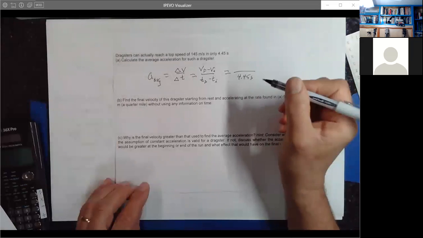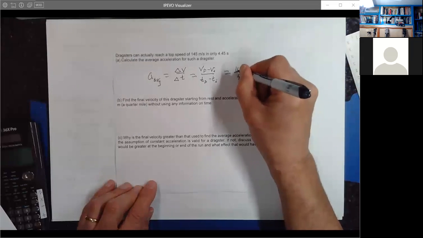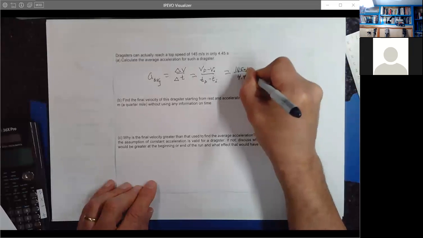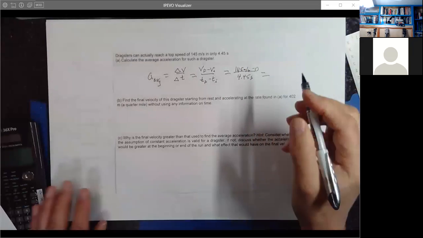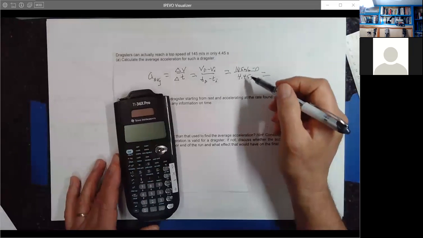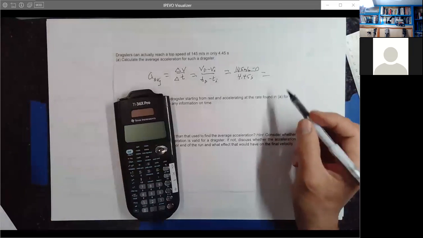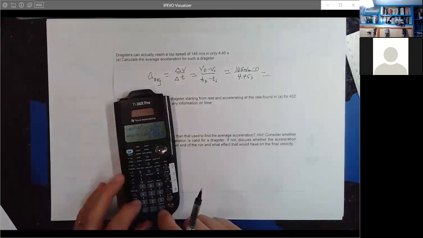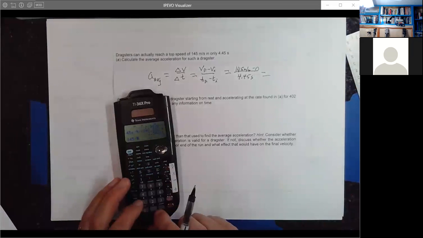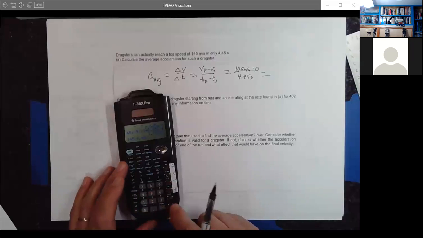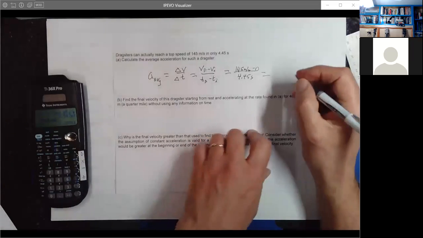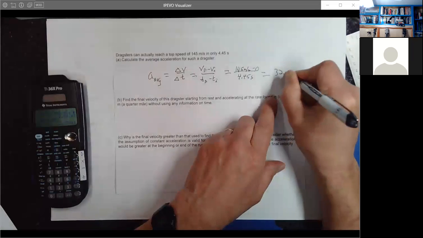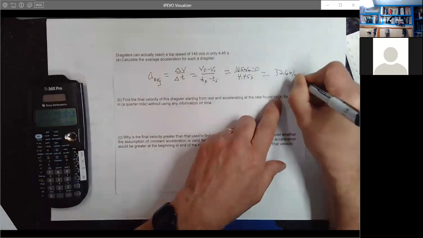And this is a fairly straightforward application of the definition of acceleration. So meters per second minus 0 up there, and just 145 divided by 4.45. Again, the units that we use in the US will end up being meters per second squared. And it's a pretty good acceleration. I get about 32.6 meters per second squared.